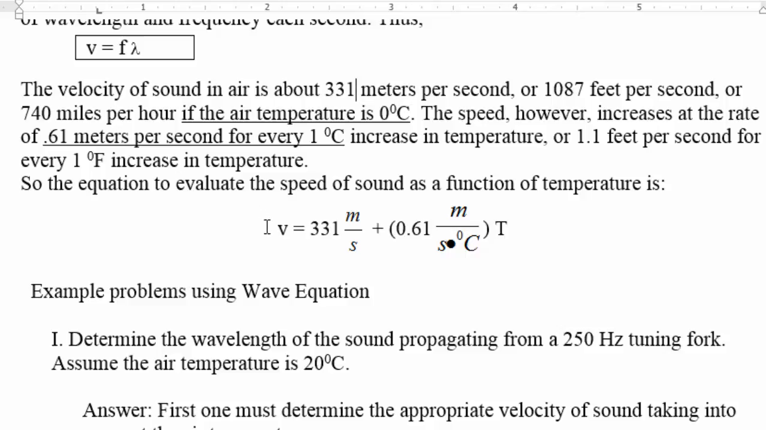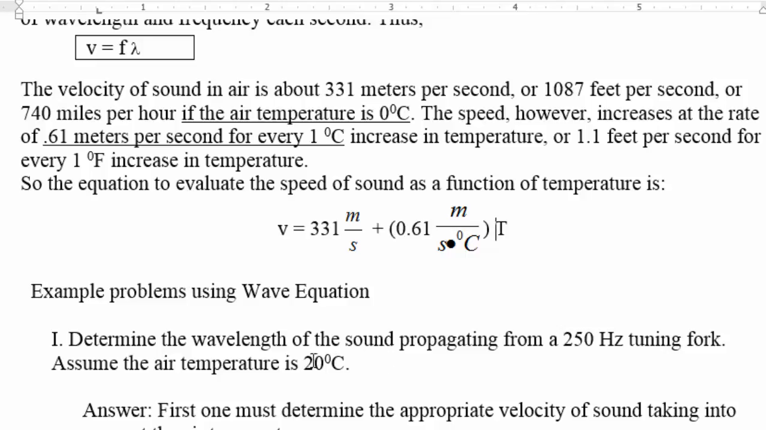This is the equation of the speed of sound as a function of temperature. At 0 degrees Celsius, its speed is 331 meters per second. With each degree Celsius, you have to add 0.61, and this is meters per second per Celsius. Notice here that Celsius will cancel out. T here is the temperature, and it's in Celsius. So the answer will be meters per second. So don't let the units confuse you. Meters per second will be the answer to the calculation of this equation.